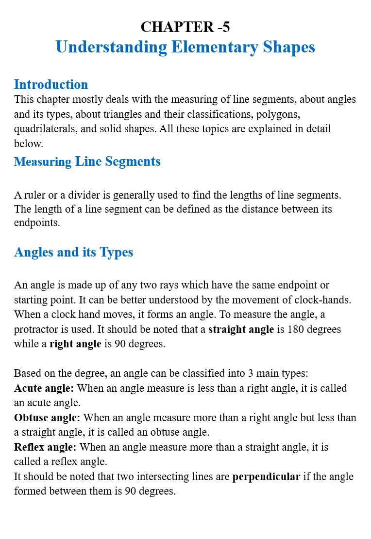Today we will study chapter 5, Understanding Elementary Shape of Class 6. Introduction. This chapter mostly deals with the measuring of line segment, about angles and its type, and about triangles, their classifications, polygons, quadrilaterals and solid shapes. All these topics are explained in details below.